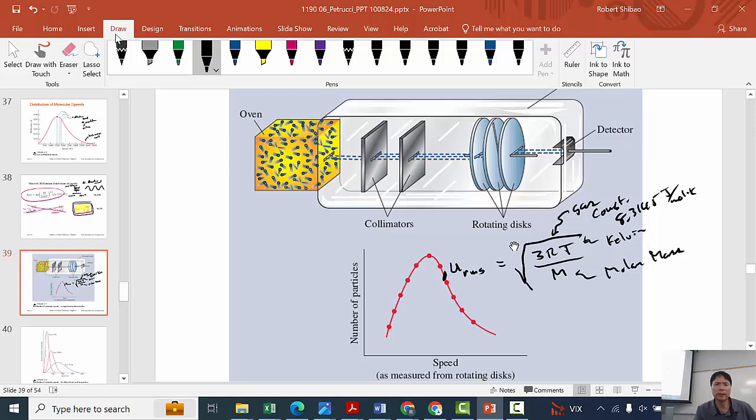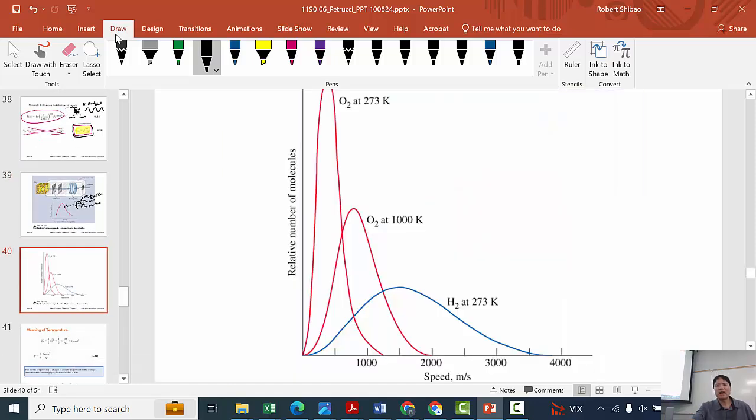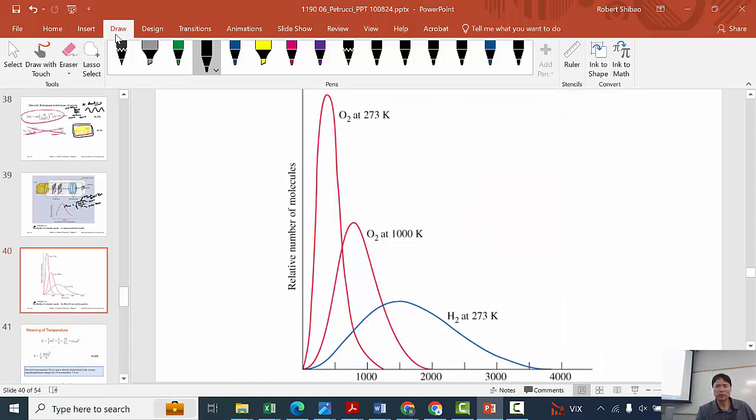And so that would be it there. And then what happens to the distribution at different temperatures? We should know that. So this is hydrogen at 273. If we increase or decrease the temperature, it changes the distribution. So this is oxygen at 273. Oxygen weighs more than hydrogen. And so the molar mass here is 32.